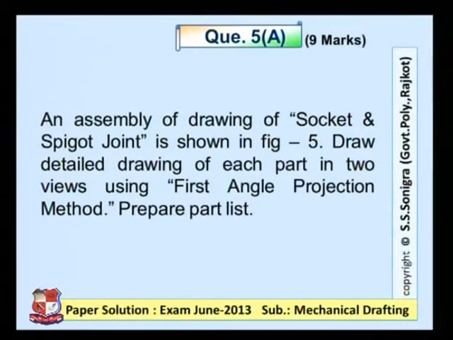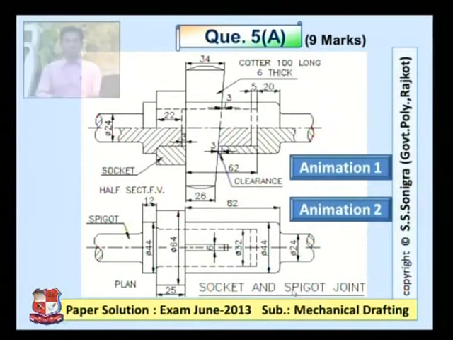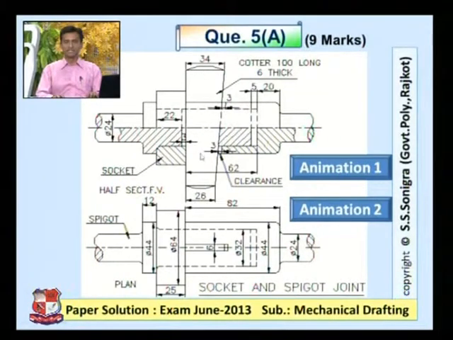Draw detailed drawings of each part in 2 views using first angle projection method and prepare a part list. So here socket and spigot joint is shown in the figure like this. This is the diagram of socket and spigot joint having a cotter inserted inside. So this figure is given in the examination, and here you have to disassemble these 3 components, and after disassembling these 3 components you have to draw 2 views of each component.